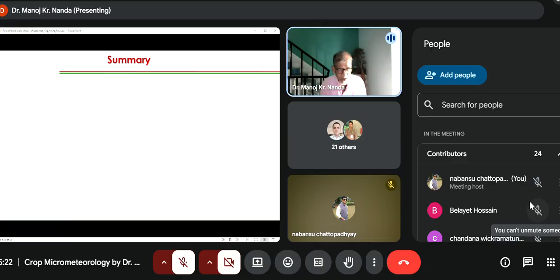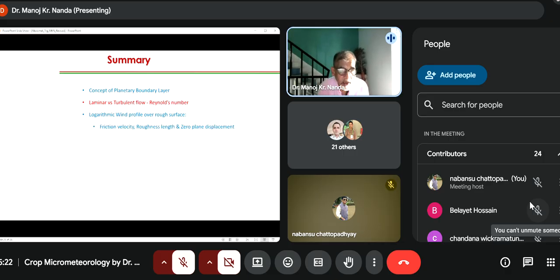I'm almost at the end of my lecture, and let me sum up the things. We have discussed the concept of the planetary boundary layer. We have discussed laminar versus turbulent flow and the Reynolds number. We have discussed the logarithmic wind profile over the Earth's surface, and there are many related terms to it, like frictional velocity, roughness length, zero plane displacement, eddy viscosity, aerodynamic resistance. So a lot of these things are related to this aerodynamic process, the logarithmic wind profile.